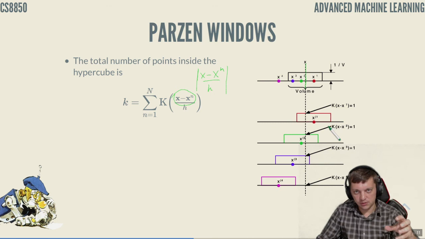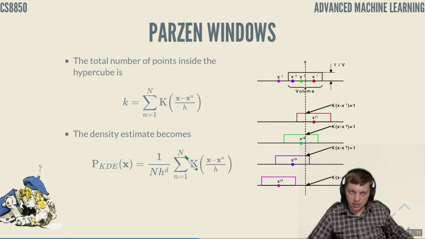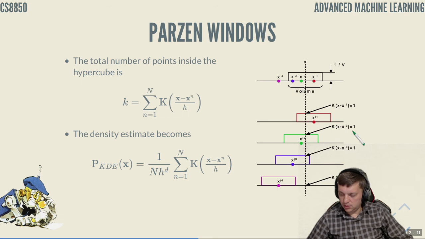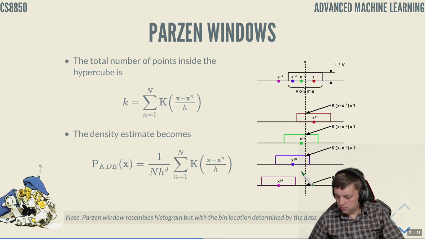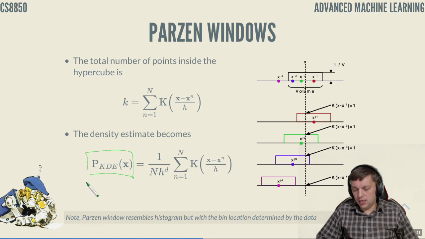See what we're doing. We are sequentially going through all of our training data points and just checking if the new point falls inside or doesn't. And then we're integrating or summing up the values. So it'll give us one here, one here, one here, and zero for x4. And thus, we got our kernel density estimate of the probability function.